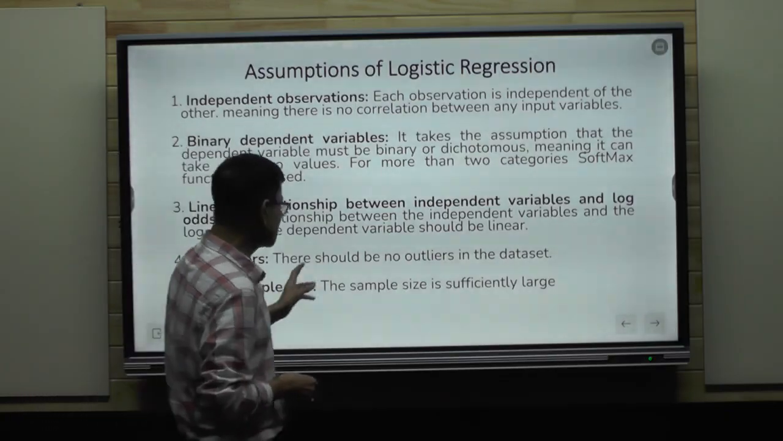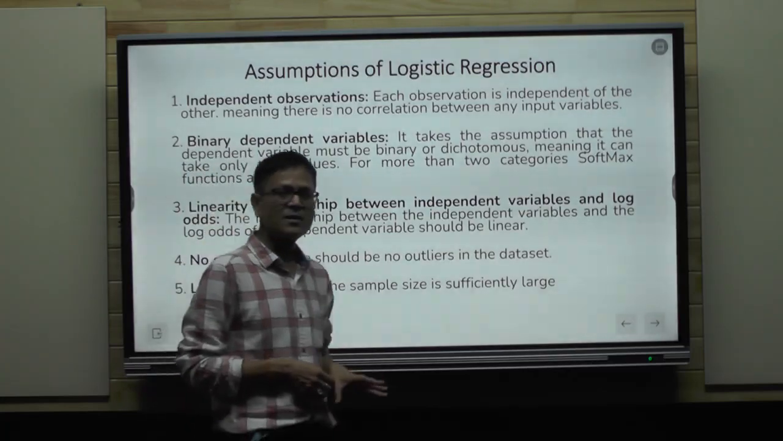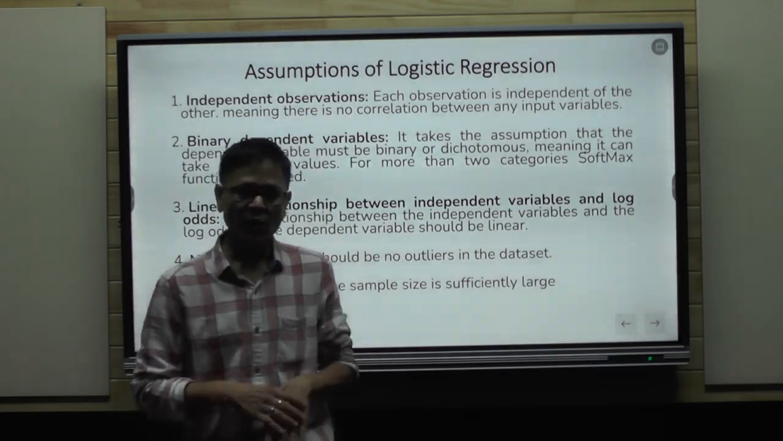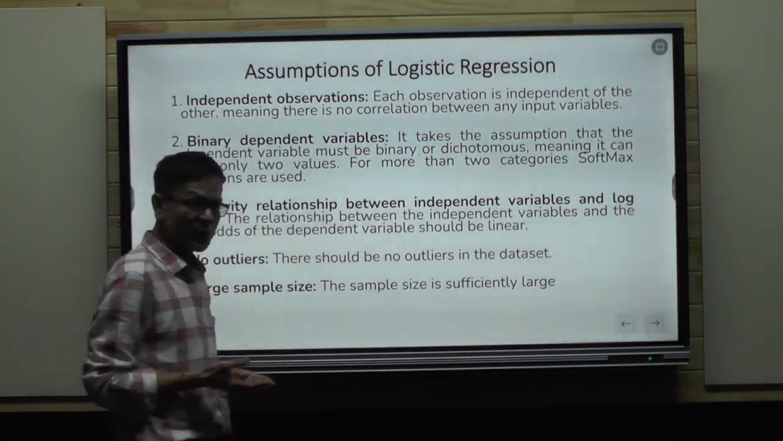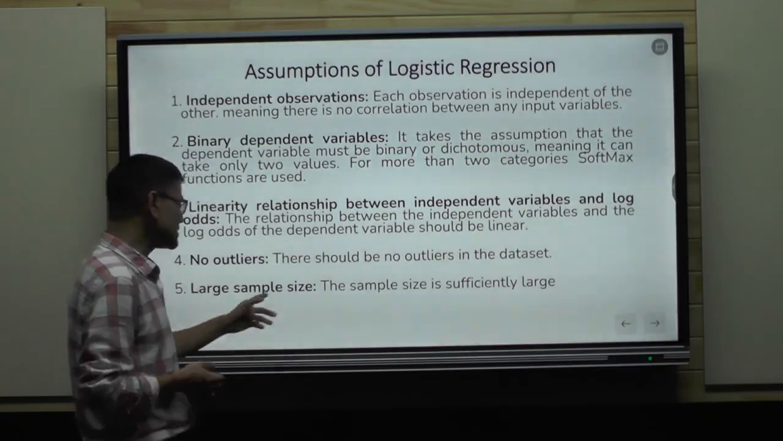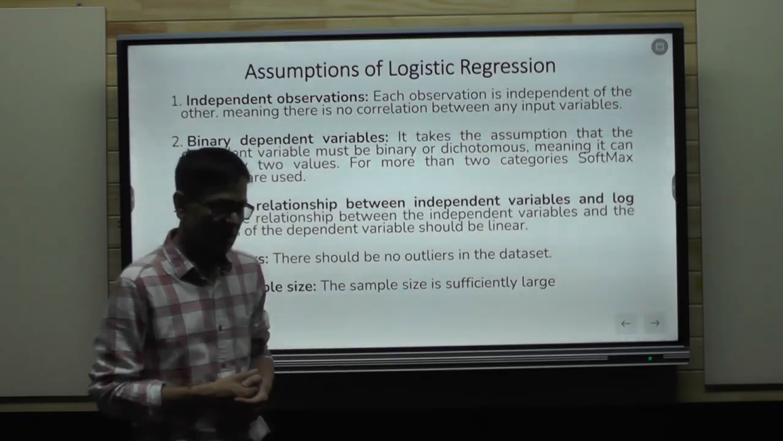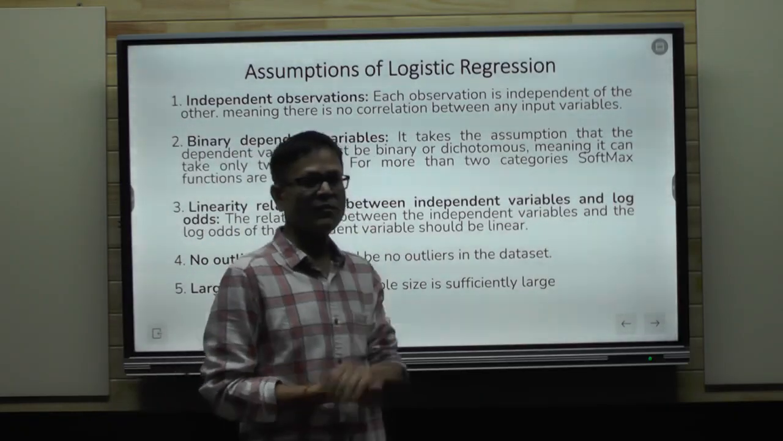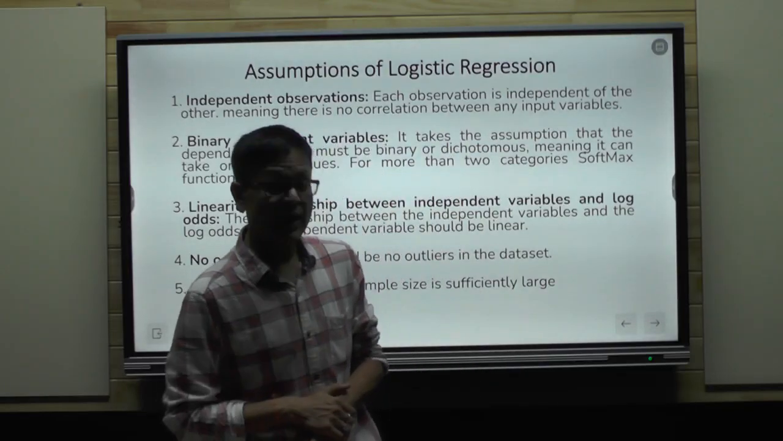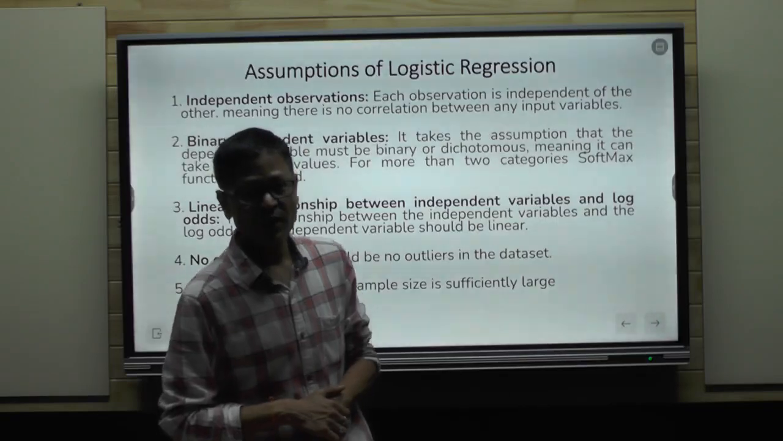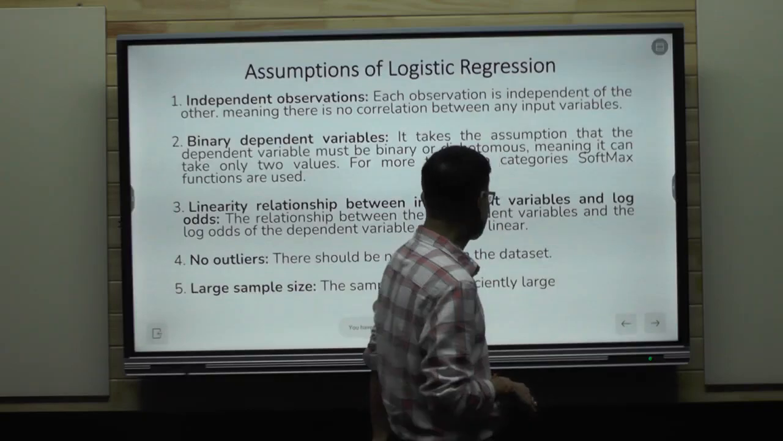Fourth assumption, it assumes that there should be no outliers in the data set, although logistic regression can handle outliers very well. But we assume that they are removed earlier in the pre-processing step. Large sample size: the sample size should be sufficiently large. That means you need a large amount of data to make correct predictions. So these are the assumptions of logistic regression.